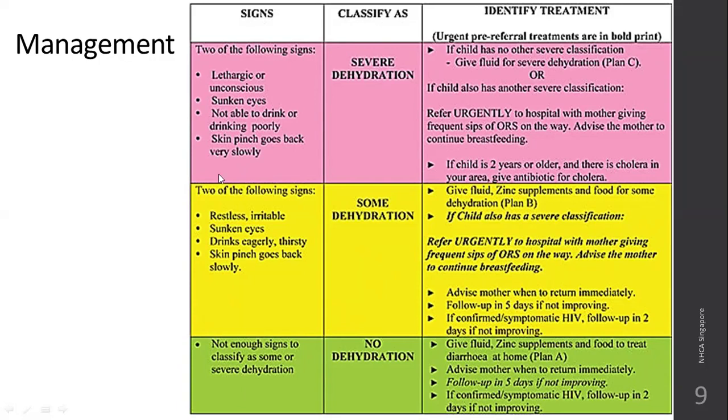In some level of dehydration, you have to give fluid and zinc supplements from plan B. What is plan B? 70 to 100 ml per kg in 4 hours. That is plan B. And even in this, refer urgently to the hospital, with the mother giving frequent sips.